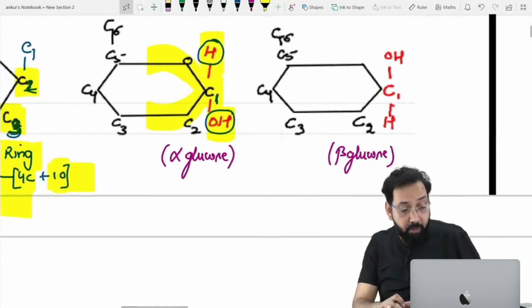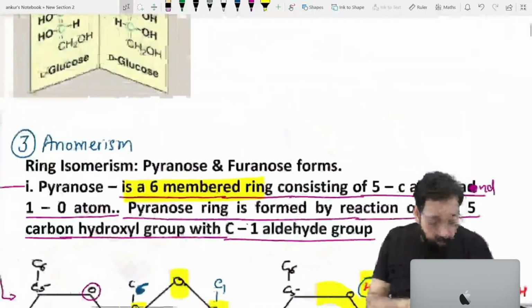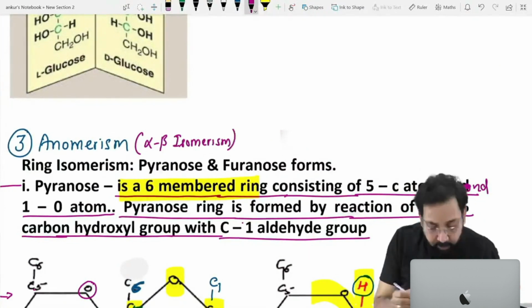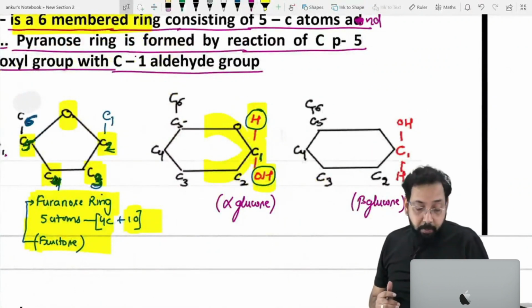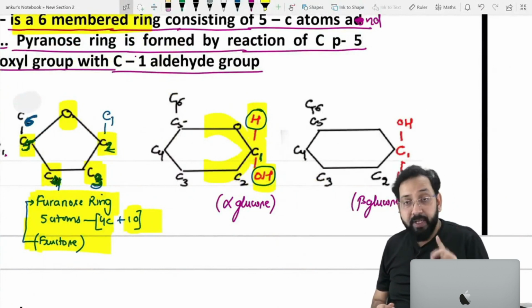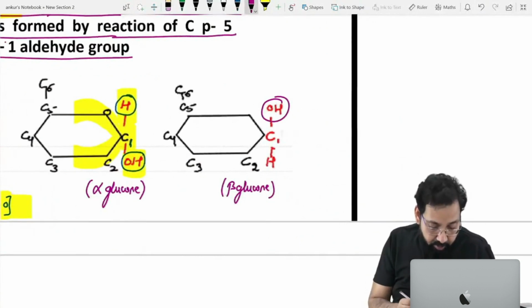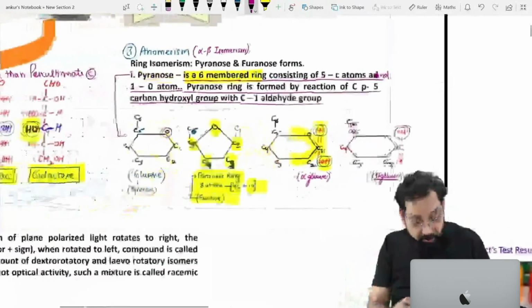So alpha glucose and beta glucose. That's why anomerism is also called alpha beta isomerism. Yes, you will remember OH below, but below is not beta. Below the plane is alpha. Above the plane is beta glucose. So what is the importance of this?